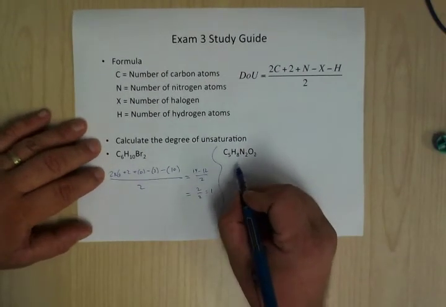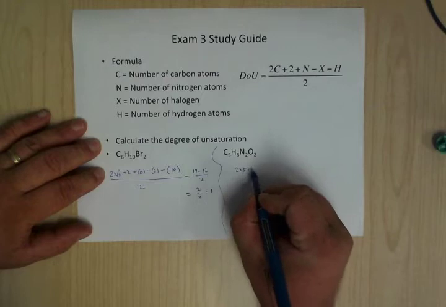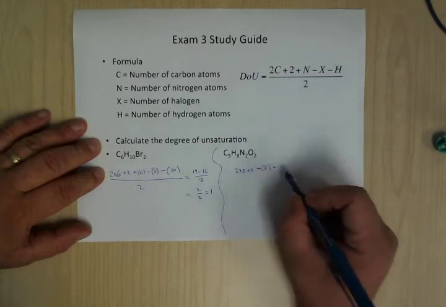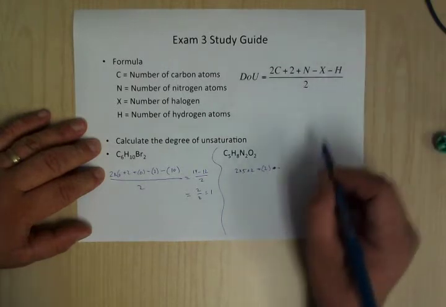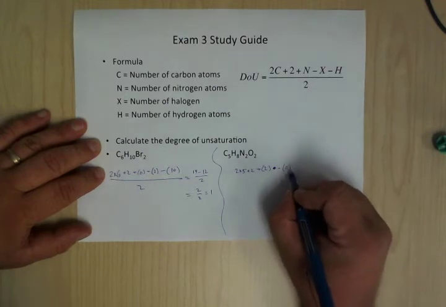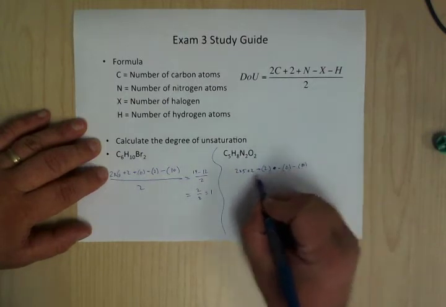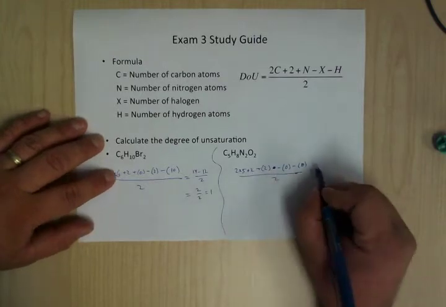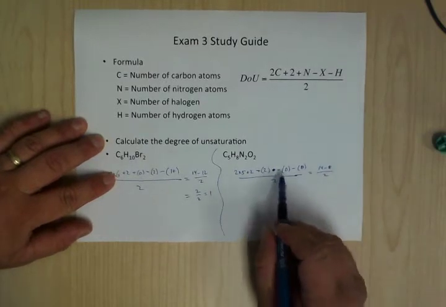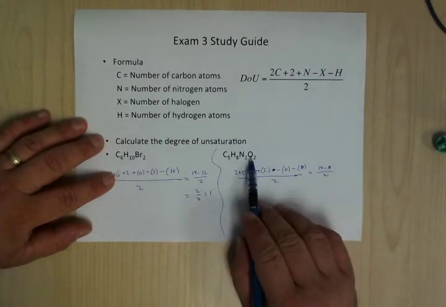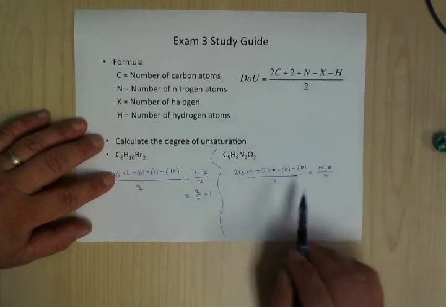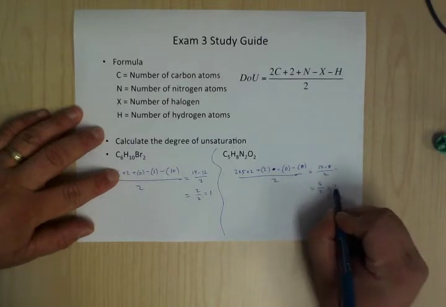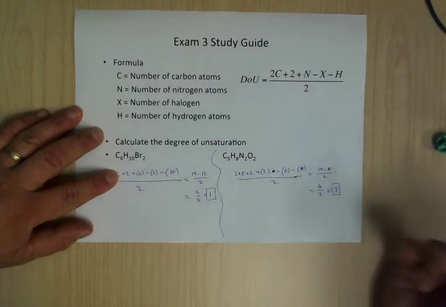Okay, so for this one, it means 2 times 5 plus 2, that constant, plus there's 2 nitrogens here. Minus no halides, so 0, minus 8 hydrogens, all divided by 2. So it's 10, 14, minus 8, all divided by 2. But notice in this equation, we did not have the oxygen. We just ignore it for this equation. So this ends up being 6 over 2, which ends up being 3. There we go. That's it.